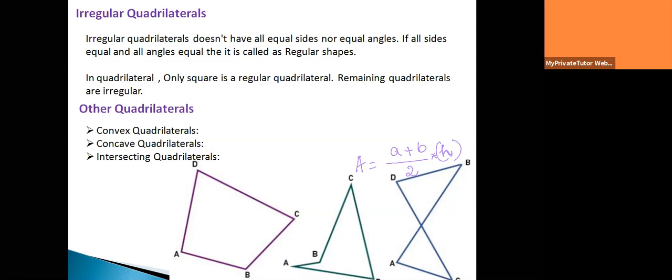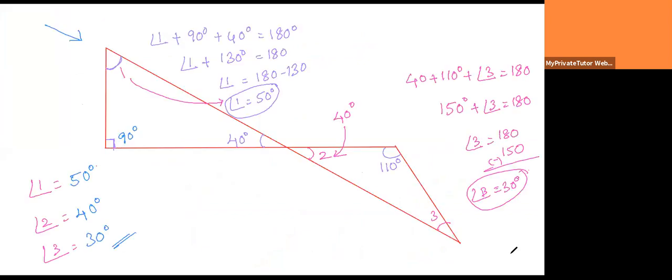Do you want me to explain a little about this? The convex one, in a sense, is a normal irregular one. All the sides are different, but in the concave one, one side will go inside the shape, and it looks like this. That's why it's called concave. And intersecting, I hope you know that, is the one we tried just now on the board.